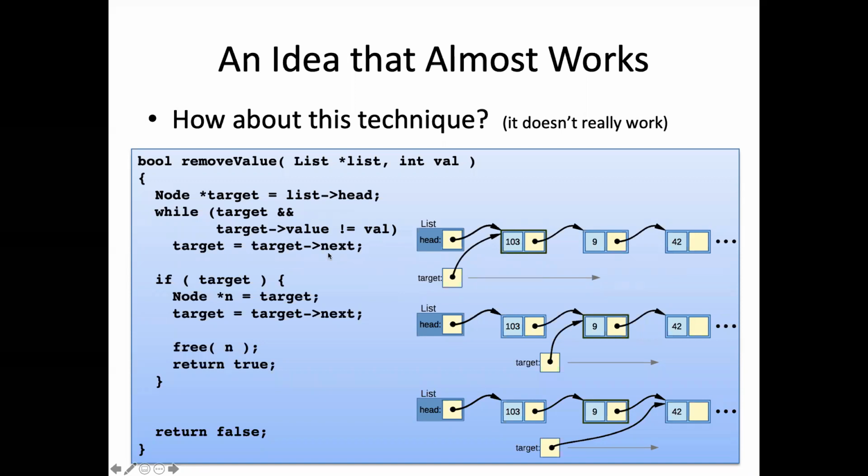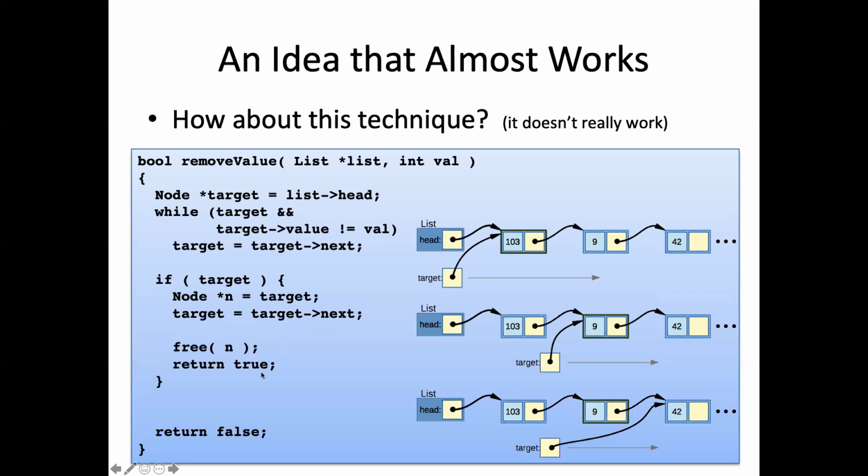Once I get out of this loop, if I found the node I'm looking for, then target should still be non-null. So same trick we were doing before. If target is non-null, I remove that node. Almost the same code that we were doing before. I take a copy of the target node. I make target point to the node after that one. I free that node and I return true.